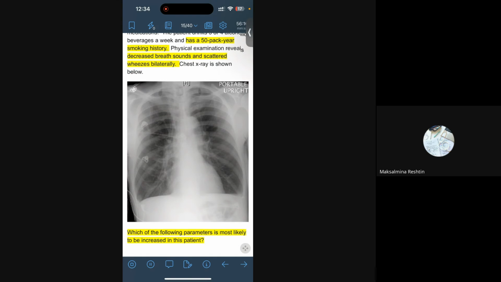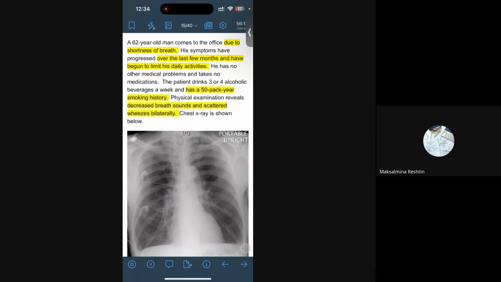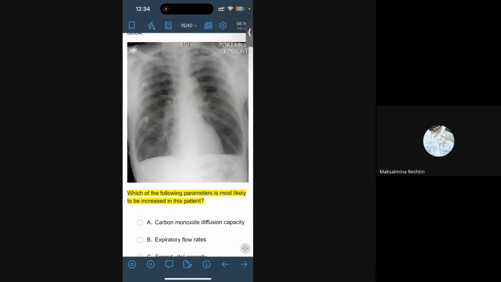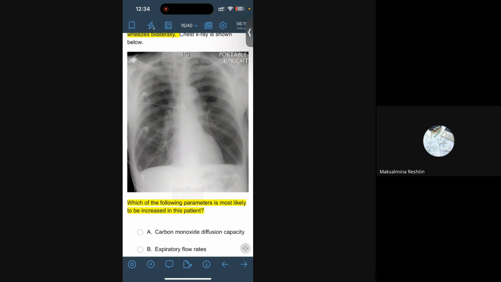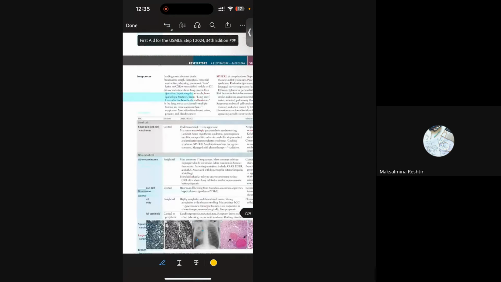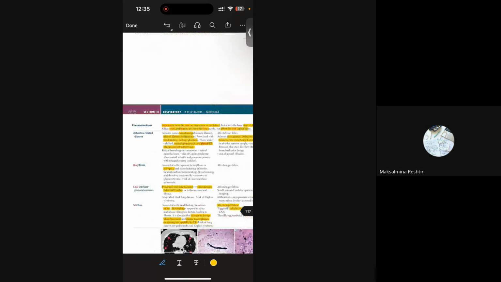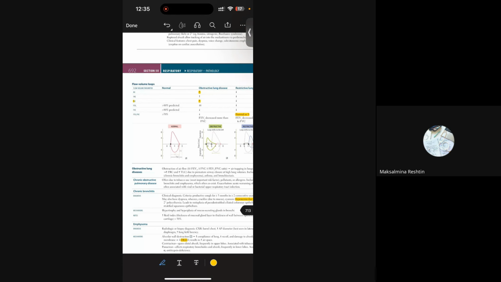He started smoking at 12 years of age, oh my god. And decreased breath sounds and wheezing. You can clearly see the lungs here are hyperinflated. There is a narrow mediastinum, and the diaphragm is in a straight line. Usually the diaphragm is curved. It is straightened here due to hyperinflation of the lungs. And it happens in which disease? COPD.